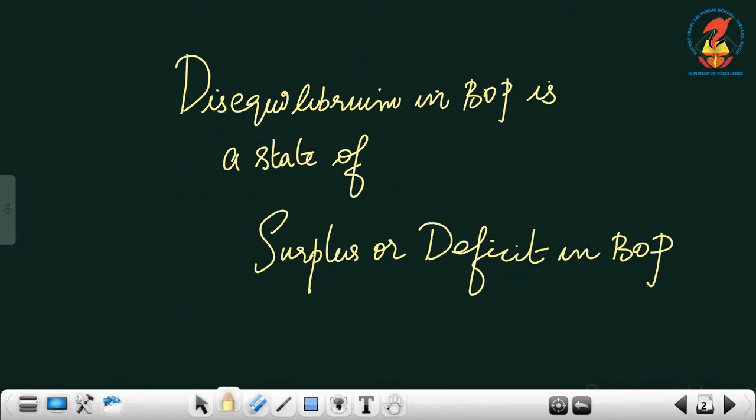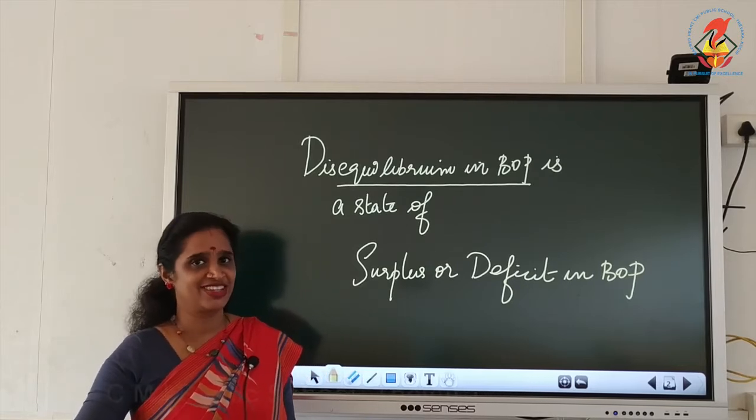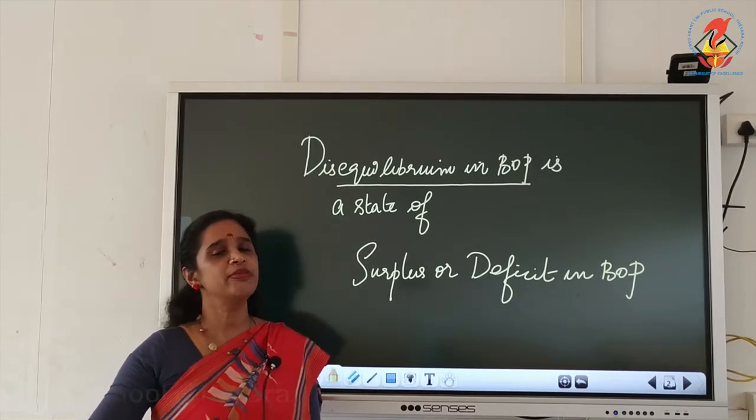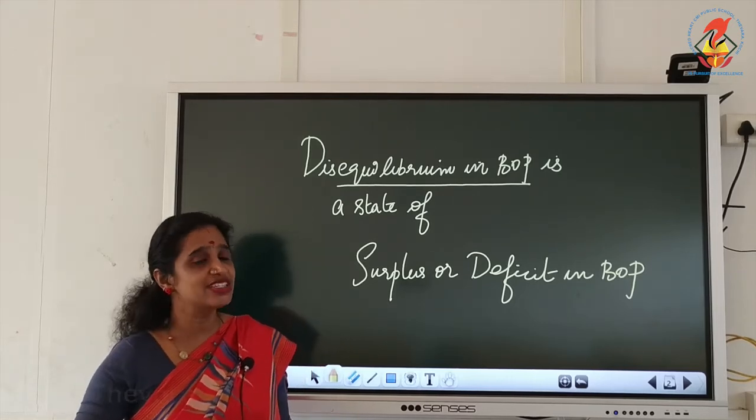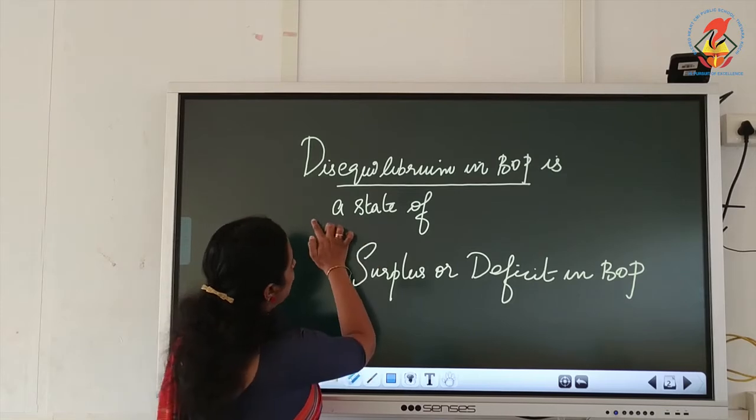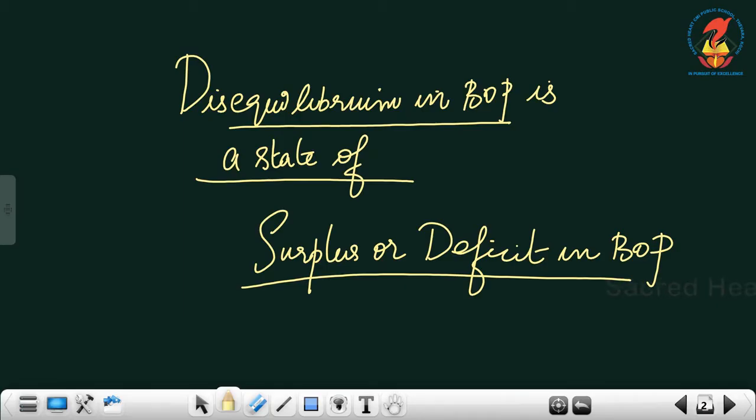Now we will move on to the next topic, that is disequilibrium in balance of payment. When there is an equilibrium in balance of payment, the receipt and the payment are equal. When there is a surplus or deficit, definitely there will be disequilibrium in the balance of payment. So the next topic is disequilibrium in the balance of payment. Balance of payment disequilibrium is a state of surplus or deficit in the balance of payment.